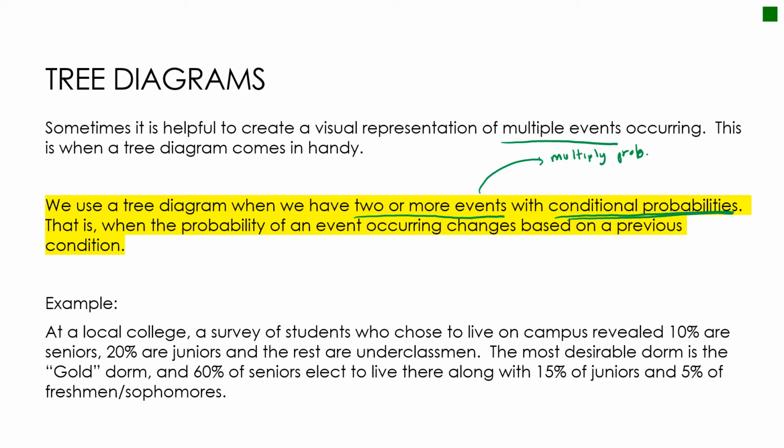So for example, at a local college, a survey of students who choose to live on campus revealed 10% are seniors, 20% juniors, and the rest underclassmen. The most desirable dorm is the Gold Dorm, and 60% of seniors live there, with 15% of juniors and 5% of underclassmen. So these are conditional. The 60% means that's the probability that a student, given they're a senior, lives in the Gold Dorm. Okay? So these events are conditional and different.